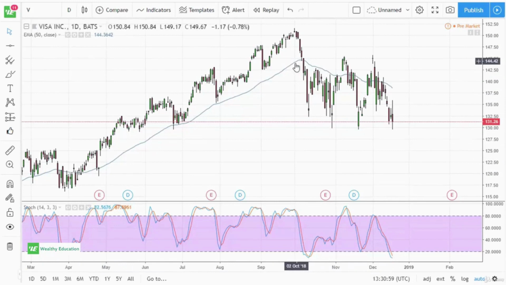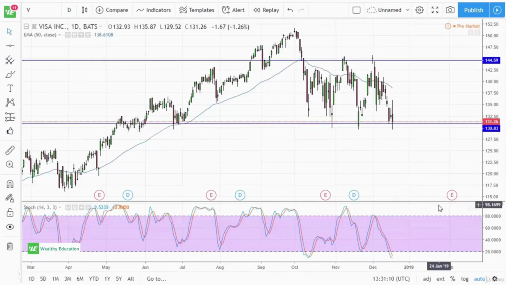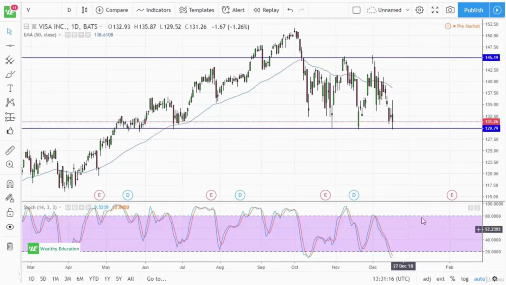So what does this tell us? This tells us that we will get a lot of false signals out of the stochastic in this uptrend. But once we become a little bit more range bound, and you can clearly see that there's a couple areas that we're trading between, somewhere around 145 and maybe 130 or so, now you can start to use the stochastic oscillator.